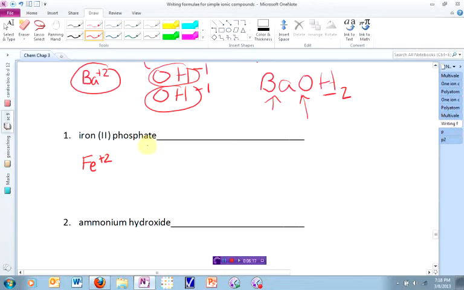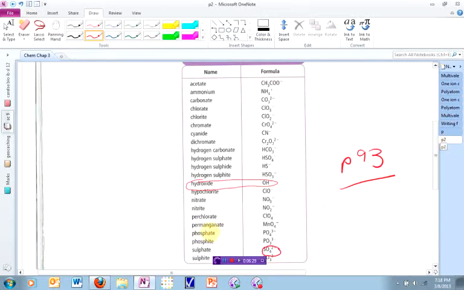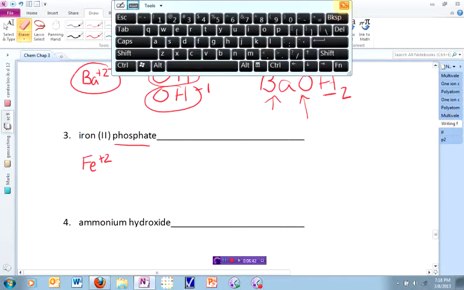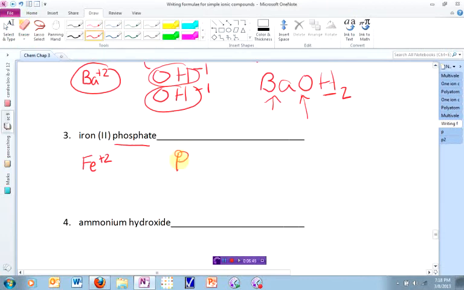Then we look at the next ion, phosphate. And you see it doesn't end in IDE. Got to look on the back. Phosphate. It sounds really similar to phosphide, so you have to be really careful. Can't read that. PO4 -3. So let's go back. PO4 -3.